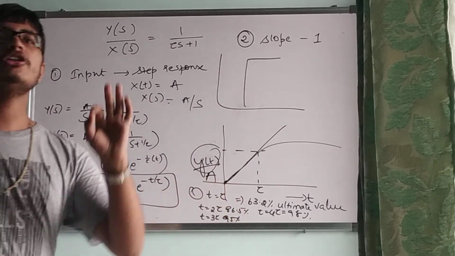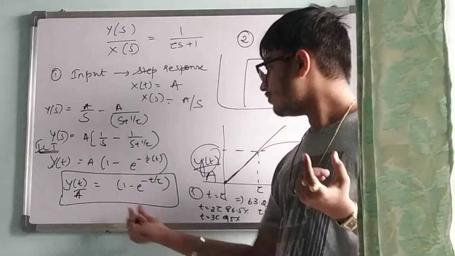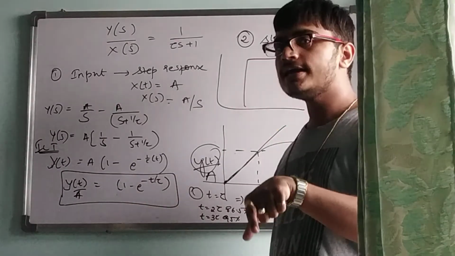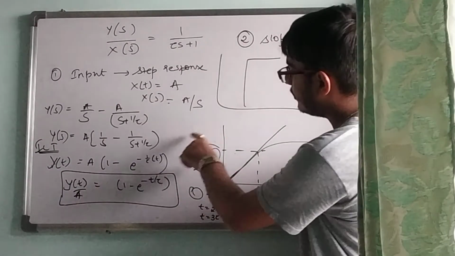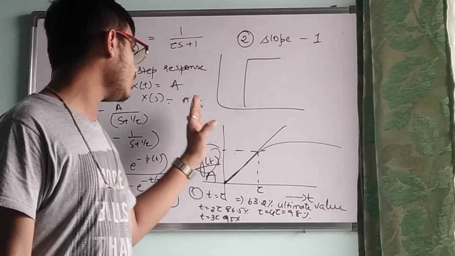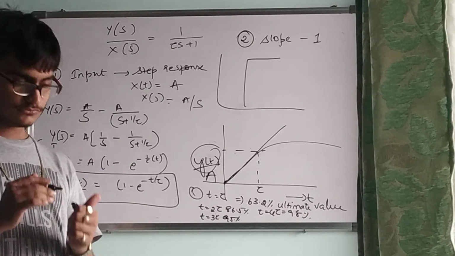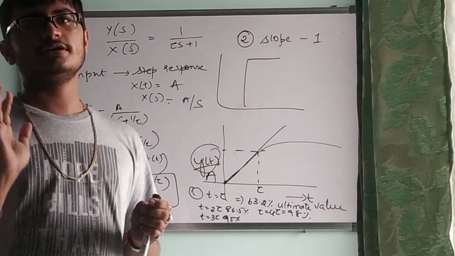Whenever you are having a certain magnitude for your input in the form of A, then always you will multiply with 1 by A in the ordinate, that is, your ordinate is nothing but the y-axis by the value of A. This is the step response.